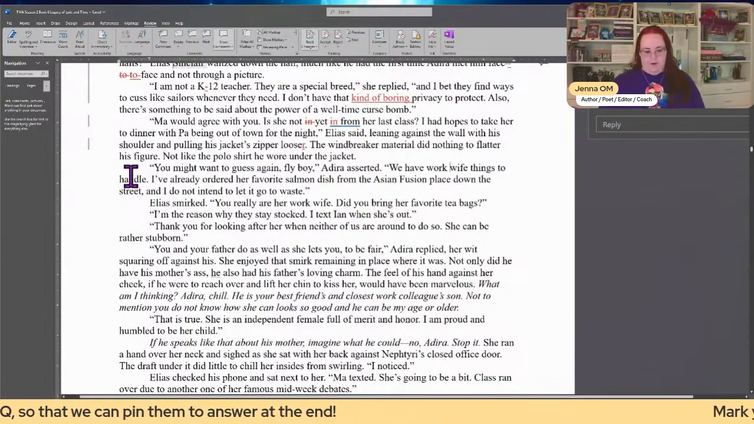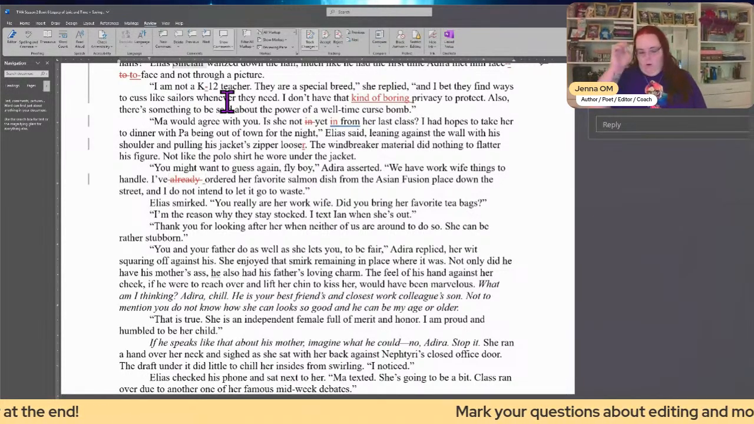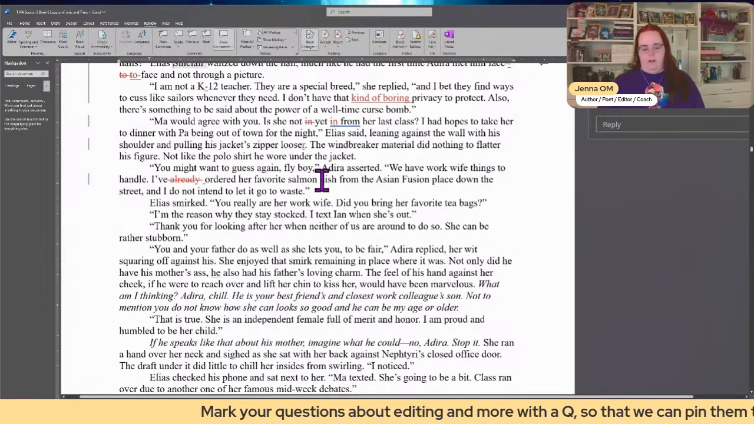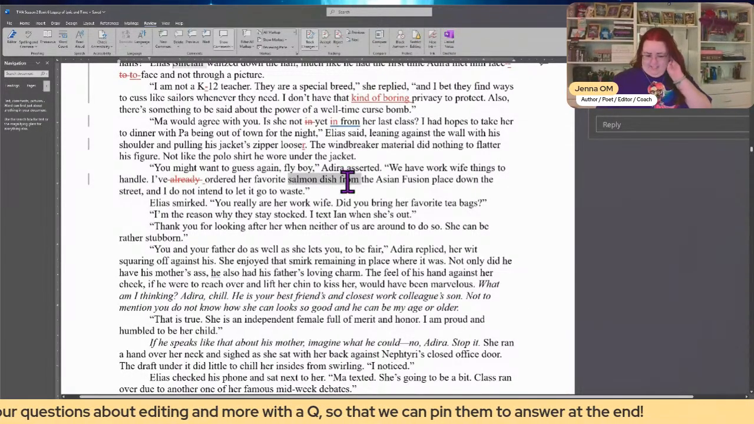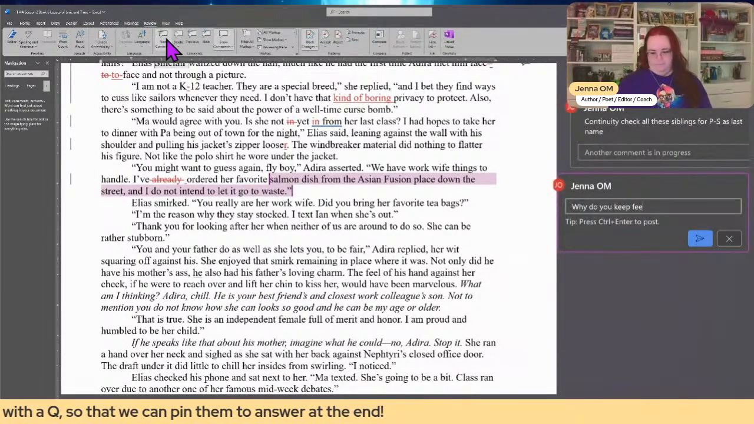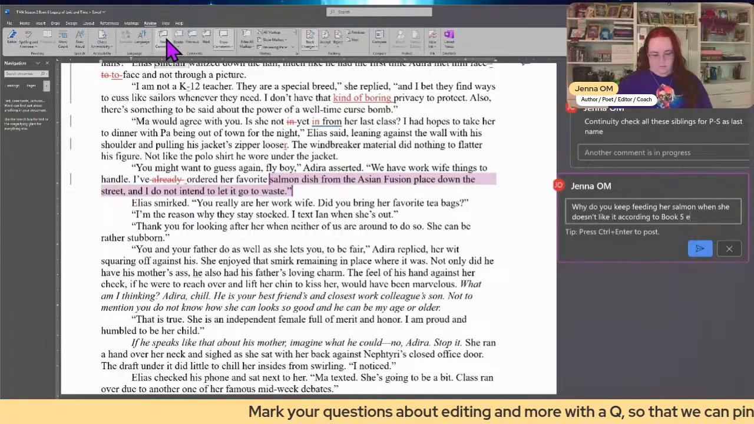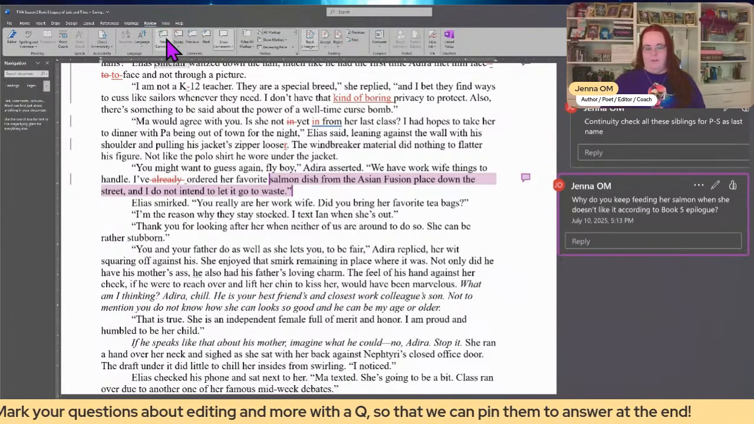Things to handle. I've overused already. I've ordered her favorite salmon dish from the Asian... Neftiri doesn't like salmon. Why do I keep feeding her salmon? I keep forgetting there's a note in the book 5 epilogue.